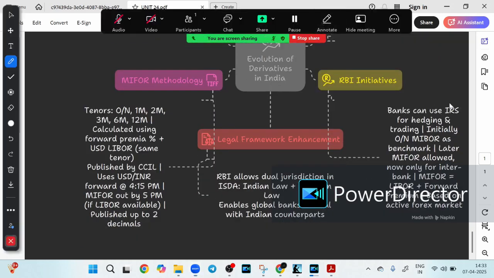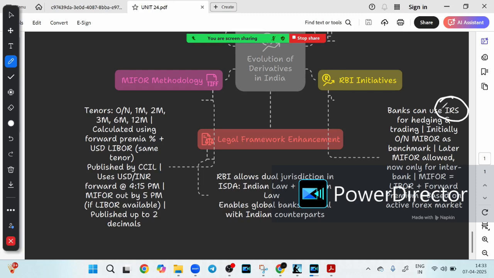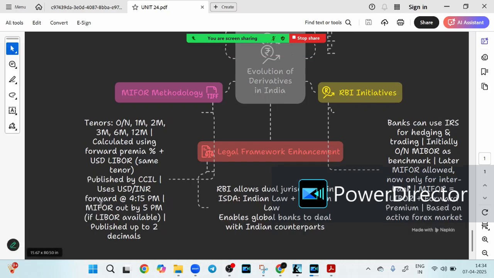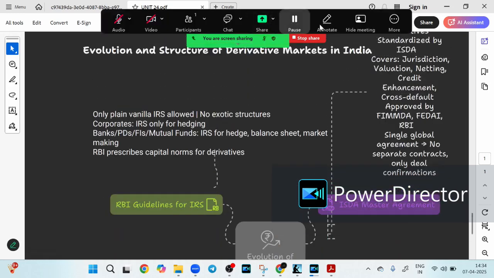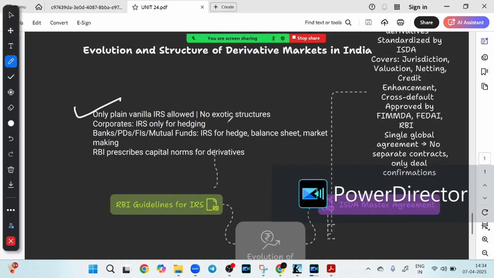So in India RBI allows only plain vanilla IRS. Here you can see, for hedging and speculation, no exotic, no complicated structure. Corporates can use IRS only for hedging, not speculation. Remember it. Let me show you where it is written. Yes, here you can see. Only plain vanilla IRS is allowed, no exotic structure. Corporates can use IRS only for hedging. Remember this key point. This will help you in the examination.